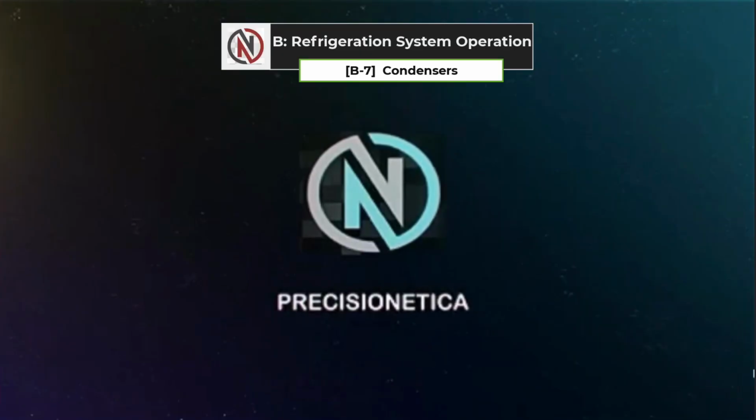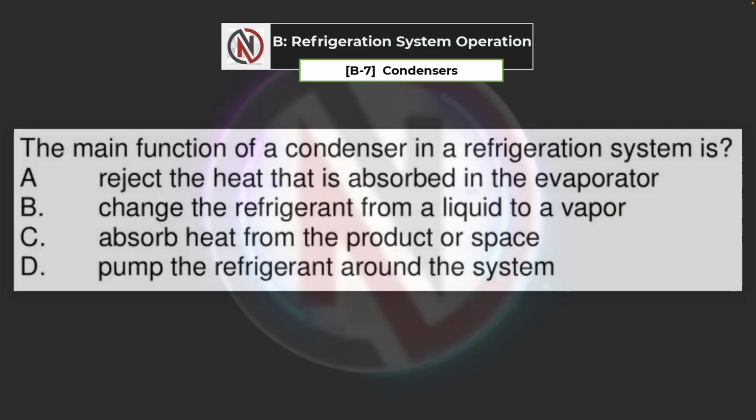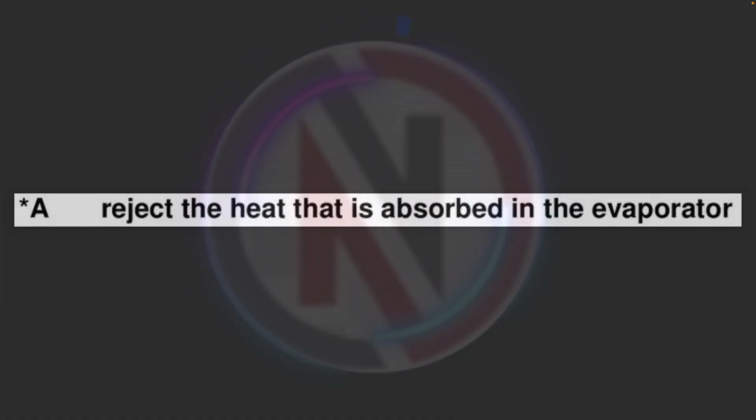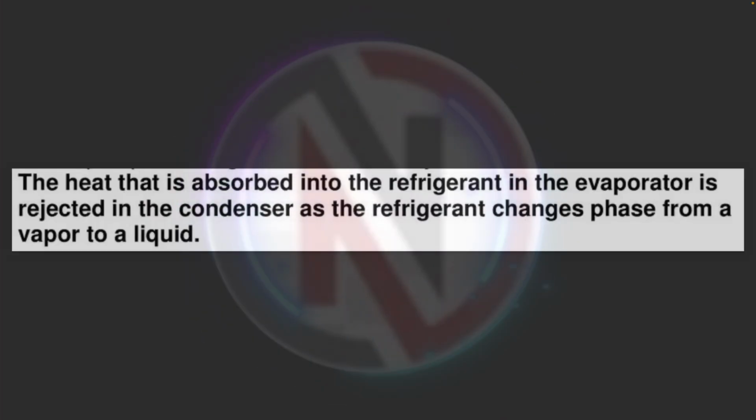The main function of a condenser in a refrigeration system is: A. Reject the heat that is absorbed in the evaporator. B. Change the refrigerant from a liquid to a vapor. C. Absorb heat from the product or space. D. Pump the refrigerant around the system. A. Reject the heat that is absorbed in the evaporator. The heat that is absorbed into the refrigerant in the evaporator is rejected in the condenser, as the refrigerant changes phase from a vapor to a liquid.